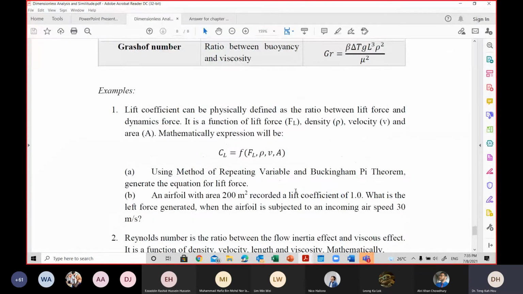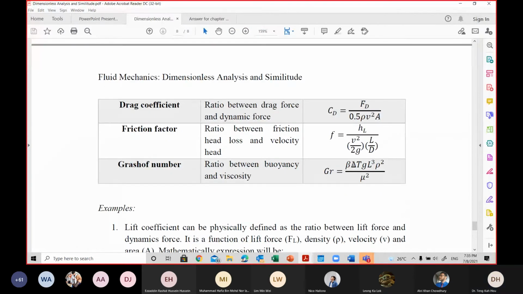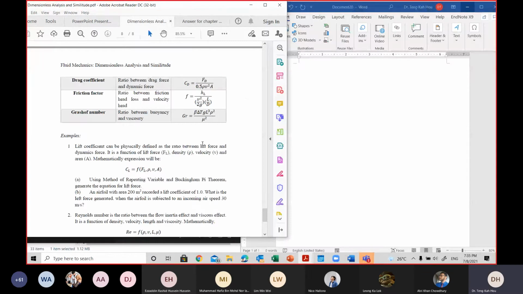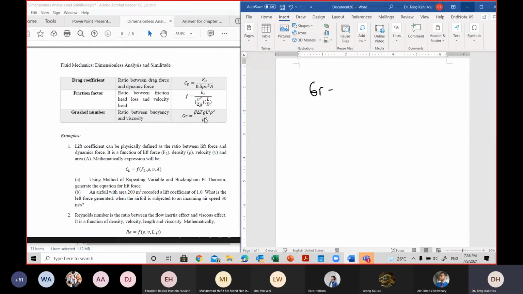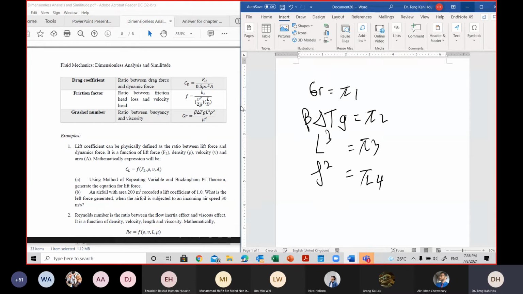But if the question asks you to prove it, for example here, your GR is probably, just my guess, one of your pi1. And perhaps beta delta TG is your pi2, or L3 is your pi3, rho 2 is your pi4, or mu2 is your pi5, for example in this case.